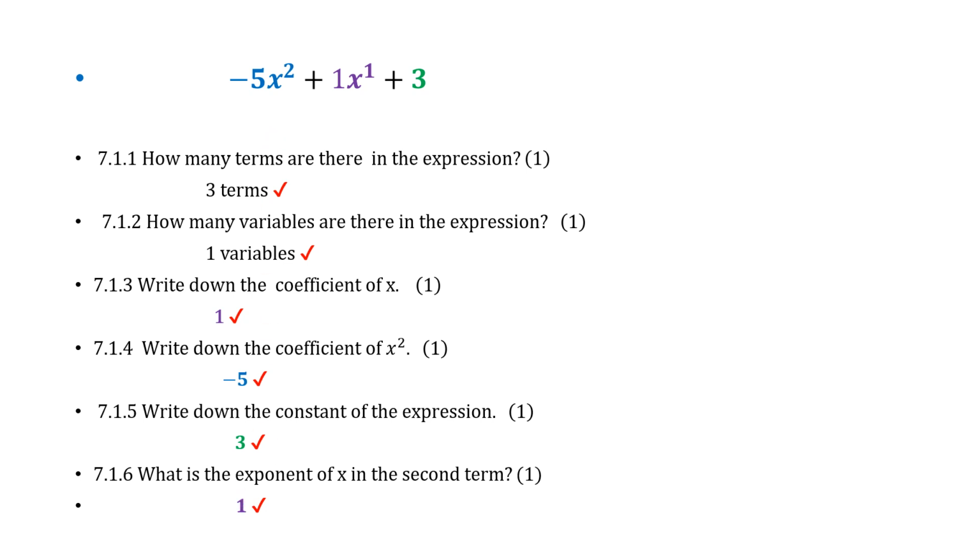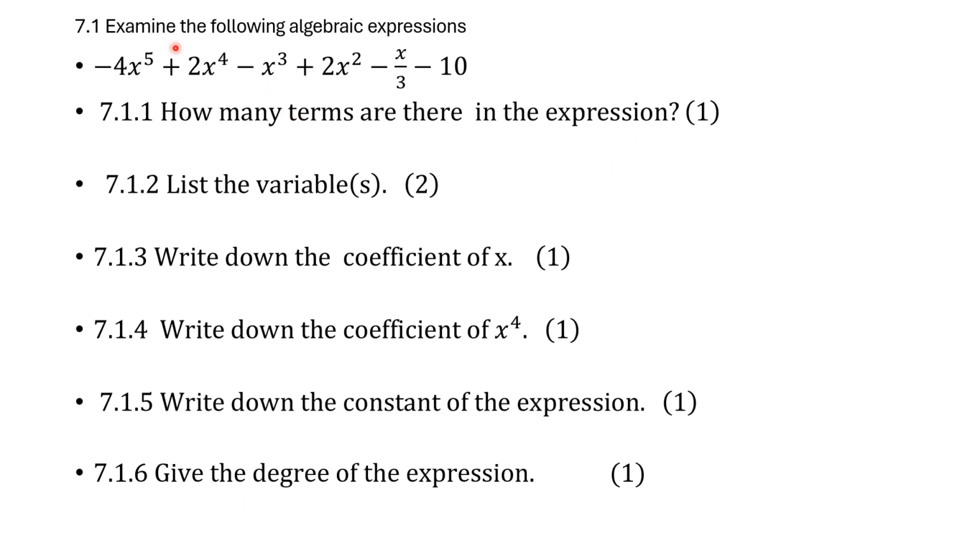Let's look at another problem so that we can get better at doing this. Now we have a longer expression. Examine the following algebraic expression. They gave me minus 4x to the power 5 plus 2x to the power 4 minus x cubed plus 2x squared minus x over 3 minus 10. 7.1.1, how many terms are there in the expression? As I said in the previous problem, terms are separated by plus or minus signs.